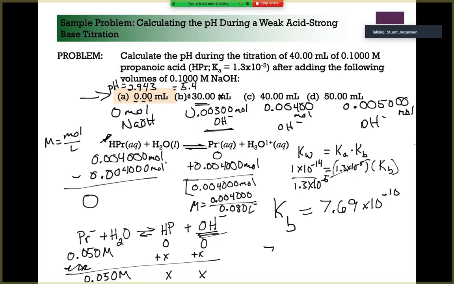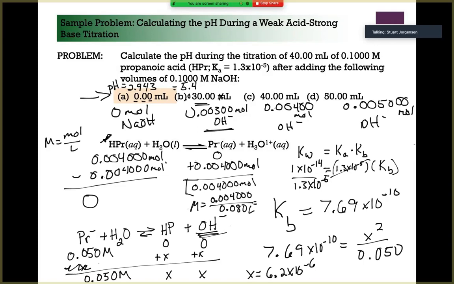So cool. I know 7.69 times 10 to the negative 10th is going to equal X squared over our propanoate concentration of 0.050. I can solve for X squared. So we got 0.05 times 7.69 times 10 to the negative 10th, and the square root of that gives me my X. I get an X of 6.2 times 10 to the negative 6.